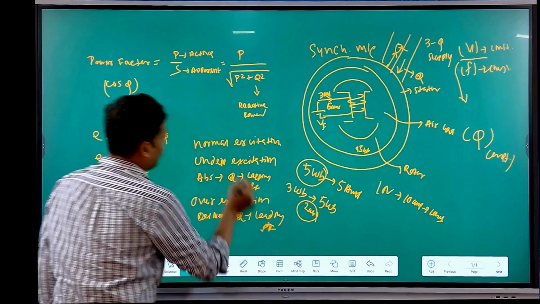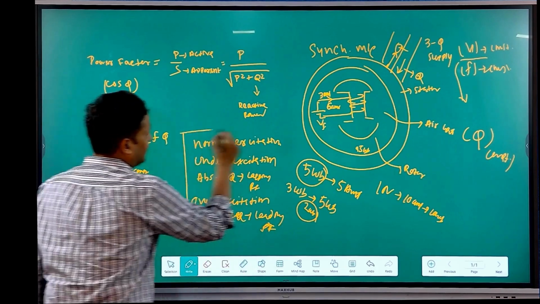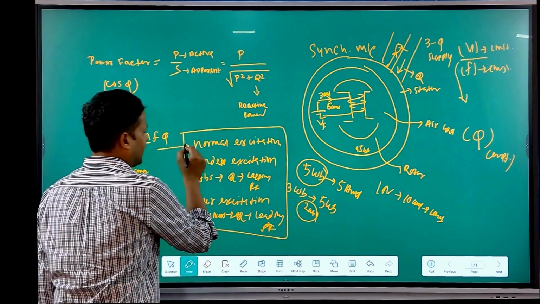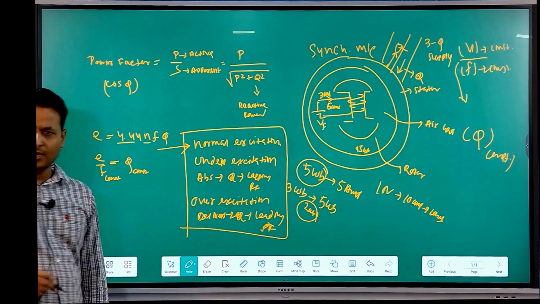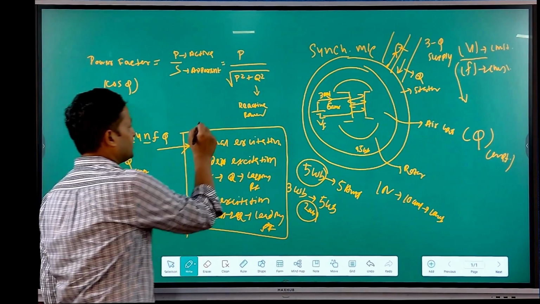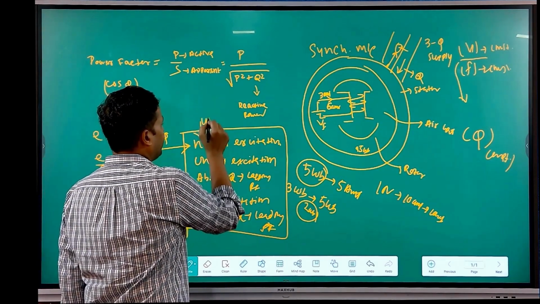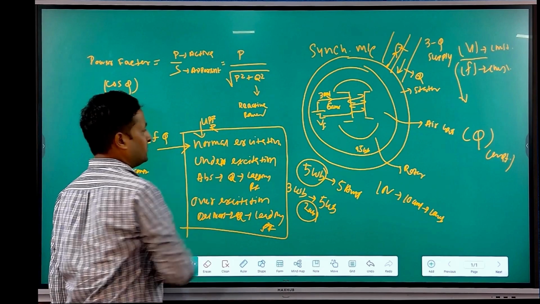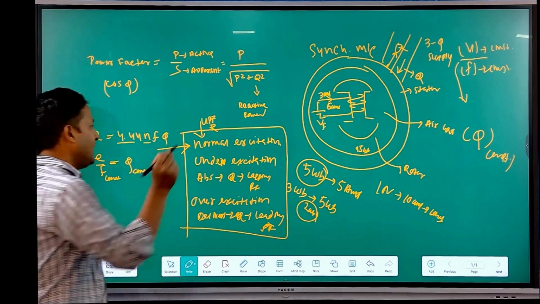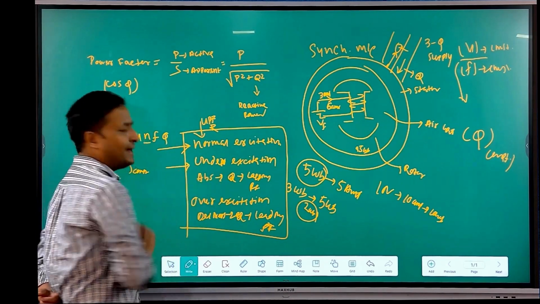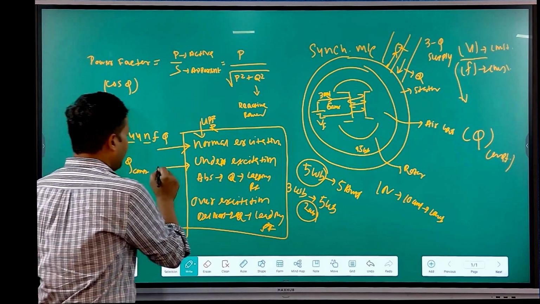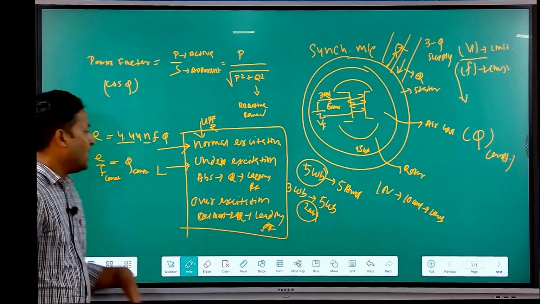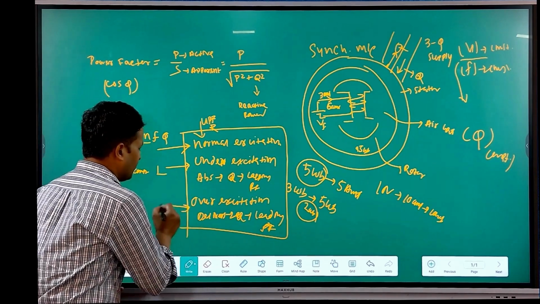That means by changing the flux, if the machine is self capable of generating the required amount of flux, it is normal excitation. Here the system operates at unity power factor. It behaves like a resistive load. If it is under excited, it is absorbing reactive power. It is behaving like an inductive load. If it is over excited, it is delivering reactive power. It behaves like a capacitive load.